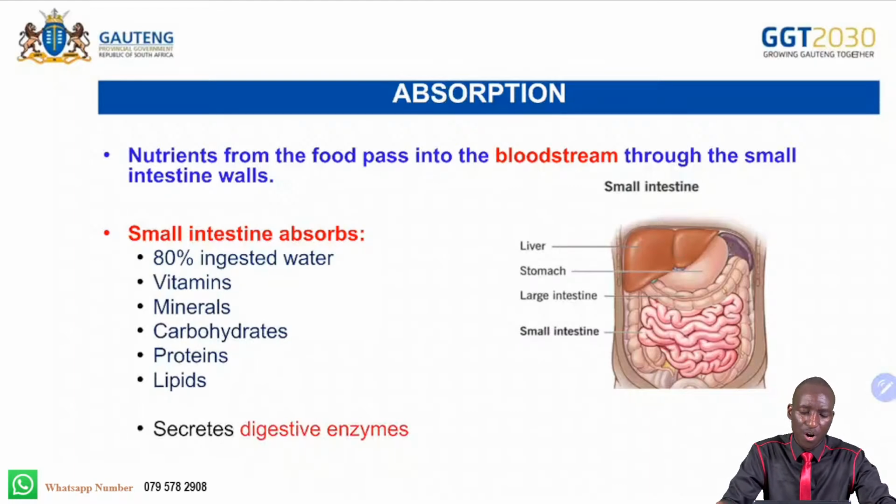So the enzymes are very, very important because they secrete the chemicals that break down the food into soluble nutrients, which can be absorbed by the bloodstream through the small intestine walls. Okay, right.